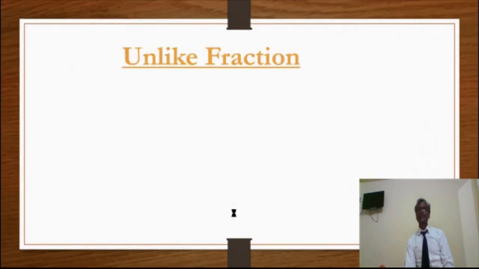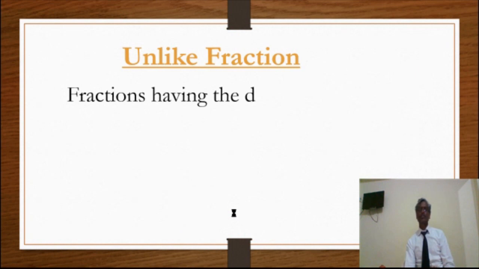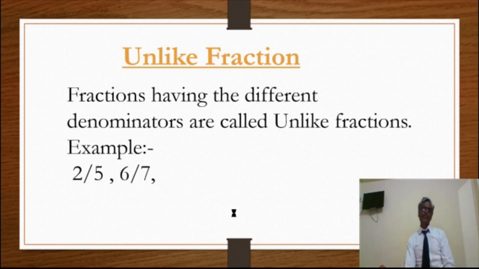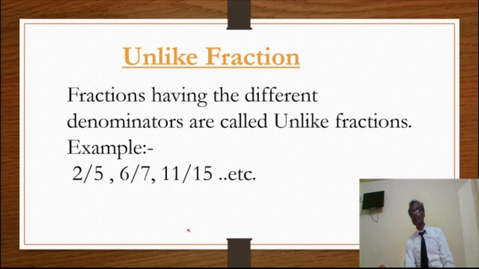Unlike fraction. Fractions having different denominators are called unlike fractions. For example, 2 upon 5, 6 upon 7, 11 upon 15. In all examples, we observe that each has a different denominator. Therefore, these all are unlike fractions.